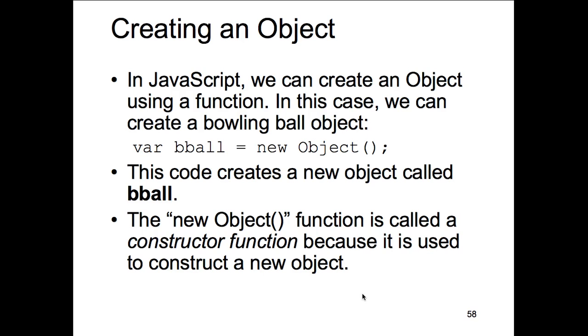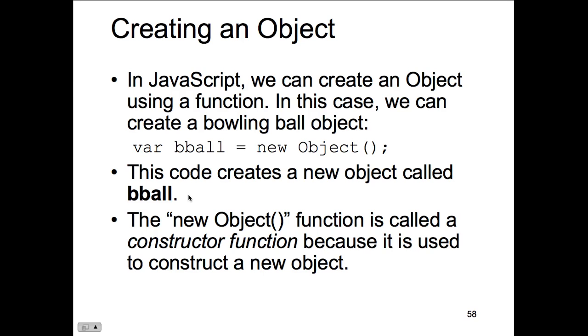Creating an object. In JavaScript, we can create an object using a function. In this case, we can create a bowling ball object. So we can say var BBball, bowling ball, is equal to new Object. People who are familiar with object-oriented programming languages hate this, because this is just a plain old object. Do we actually create a bowling ball object? No, but we're creating a bowling ball object this way.